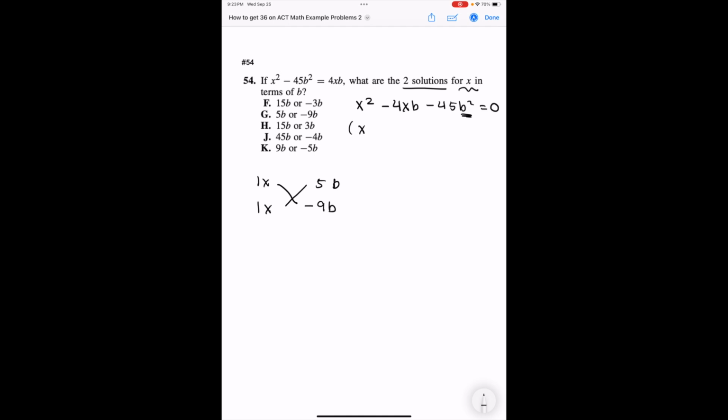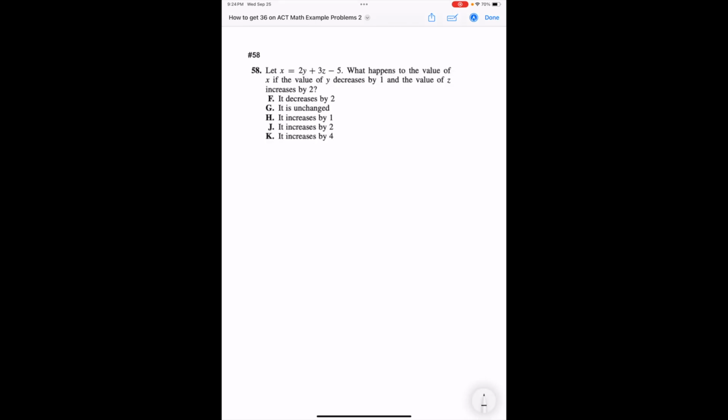So our factors would be x plus 5b and then x minus 9b is equal to 0. So x plus 5b equals 0 or x minus 9b equals 0. So x is either equal to negative 5b or x is equal to 9b. So the answer would be K, 9b or negative 5b.